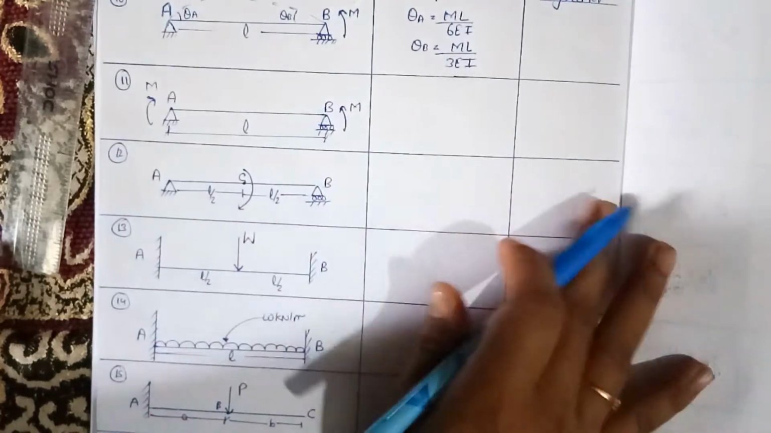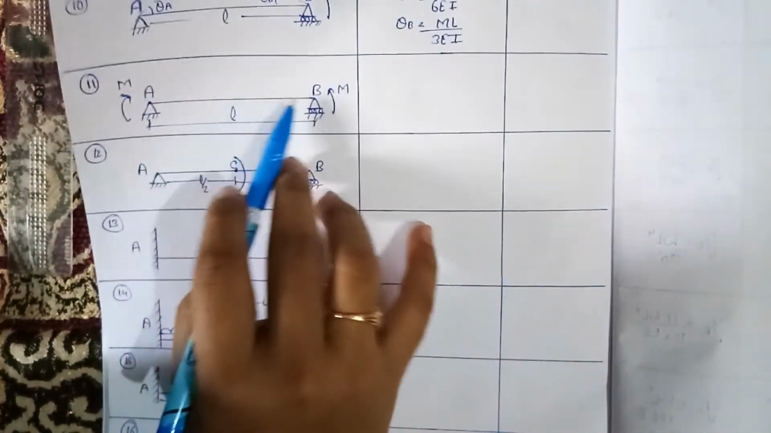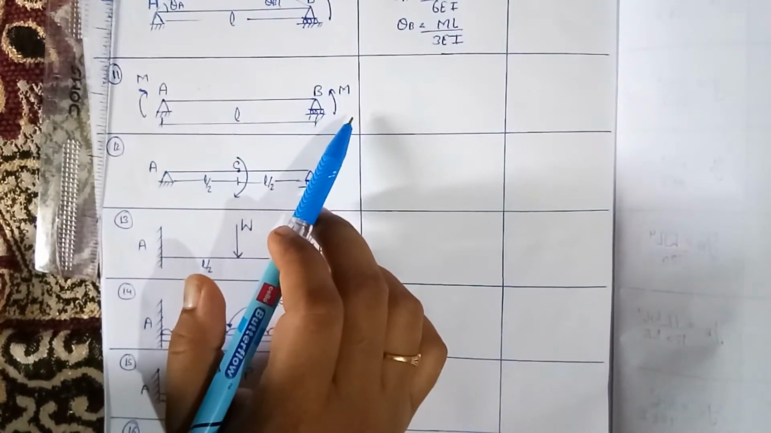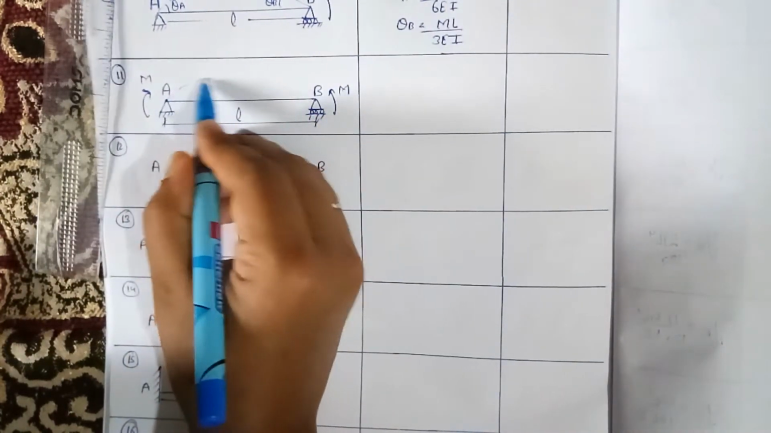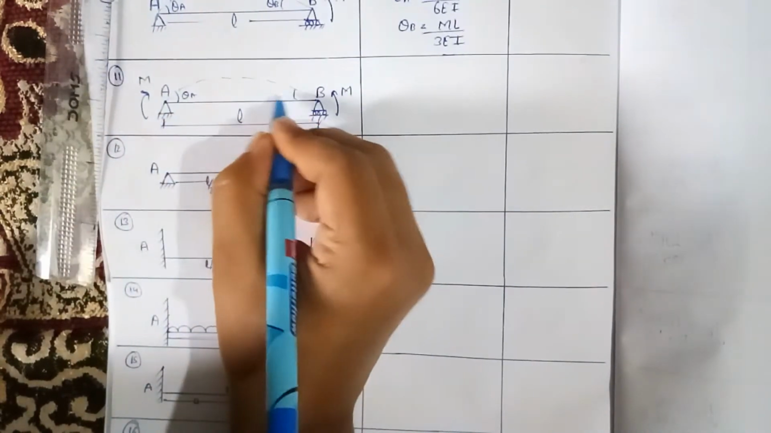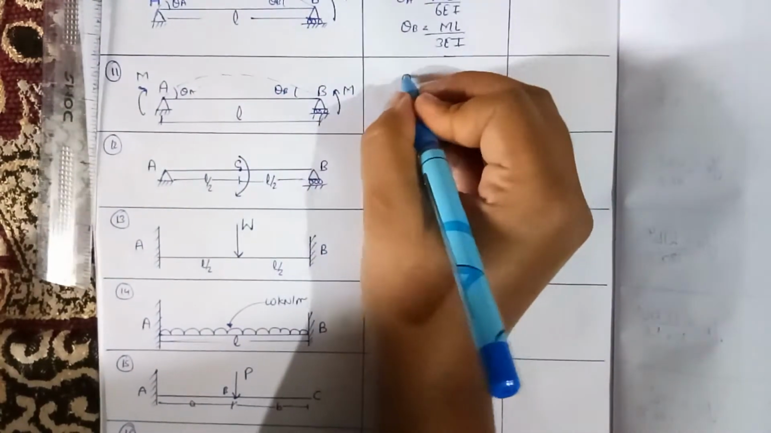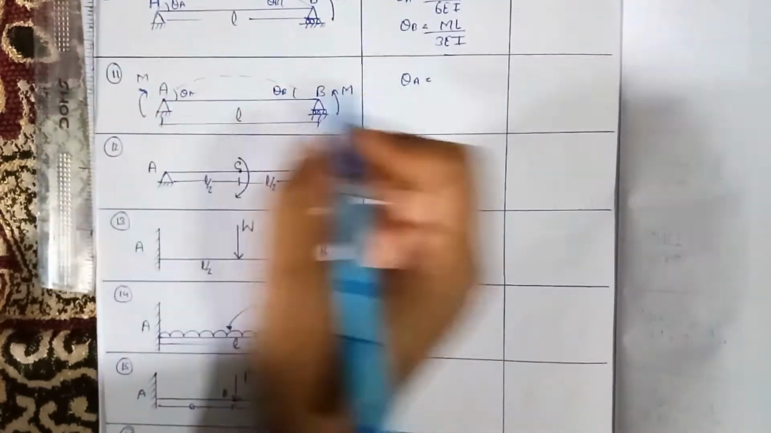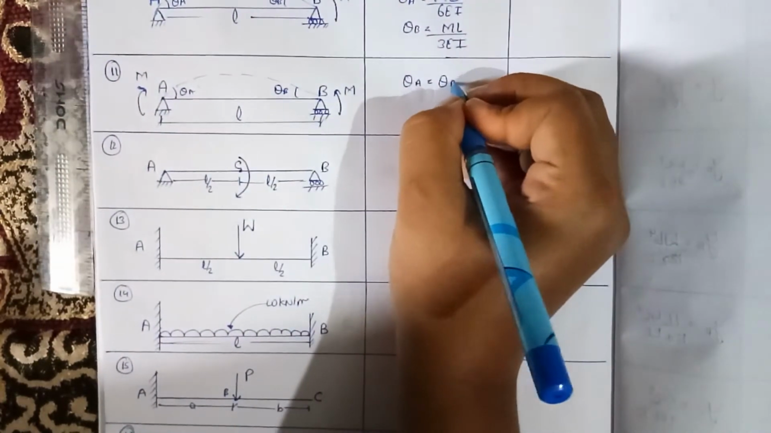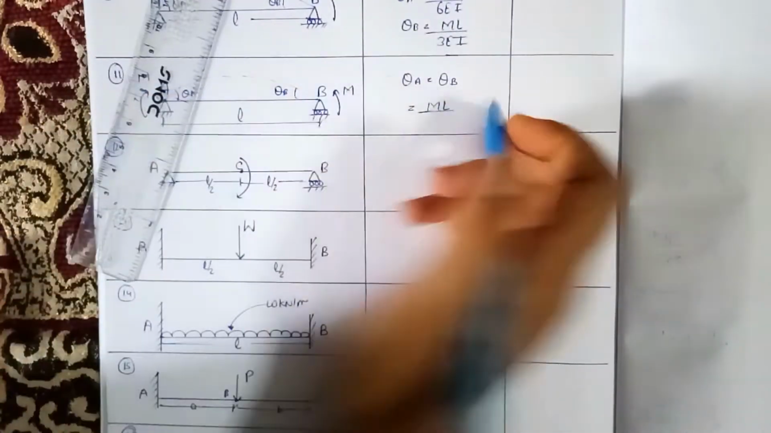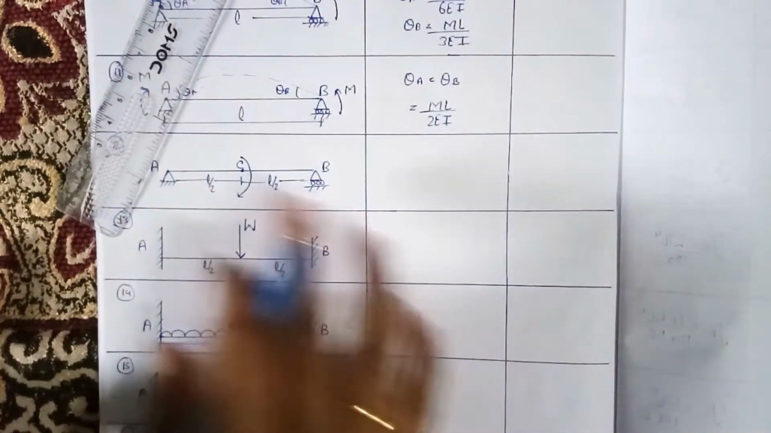Okay, we will see our 11th case, that is, a simply supported beam subjected to the moment M at both the ends. We will see the value of the slope at the joints A and B. This beam will deflect like this, and here it will be theta A slope and here it will be theta B slope. The value of theta A will be equal to theta B because the moment is applied at both the ends. So theta A equals theta B, and it is equal to ML upon 2 EI. Okay, ML upon 2 EI. So this is our 11th case.